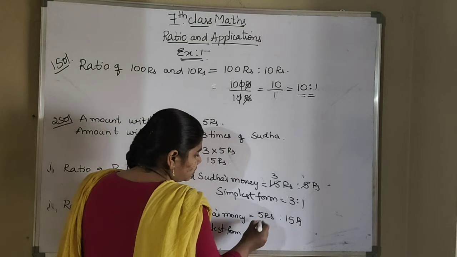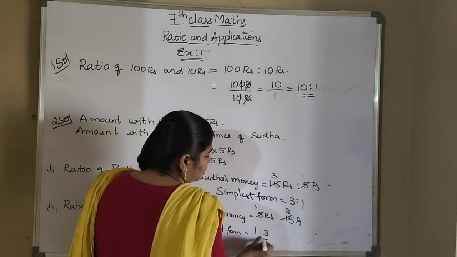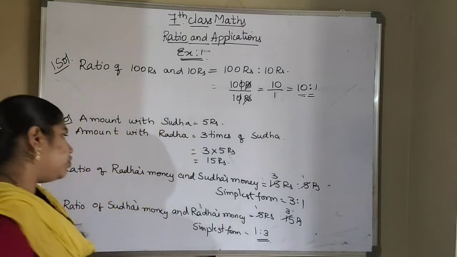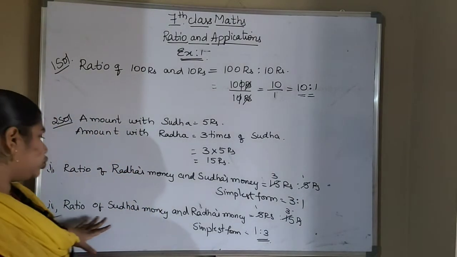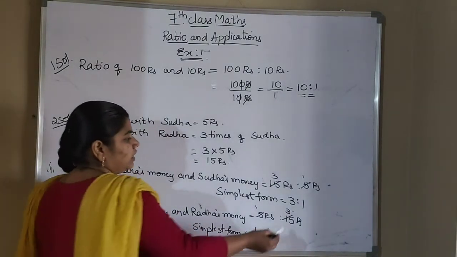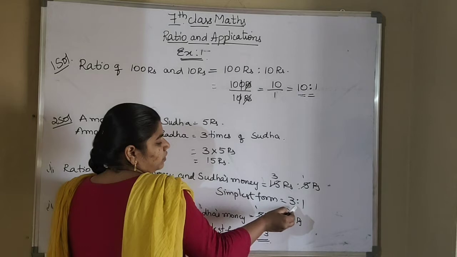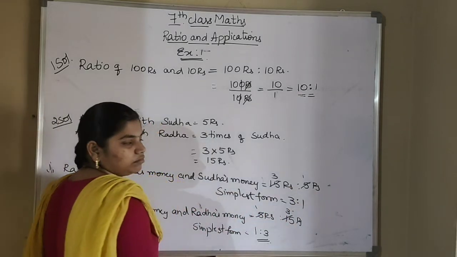So cancel the terms. 5 ones are 5, 5 threes are 15. So what is the ratio here? 1:3. So the ratio of Radha's money and Sudha's money is 3:1, and the ratio of Sudha's money and Radha's money is 1:3. Again you can see this 3:1. 15 is a multiple of 3, 5 is a multiple of 1.